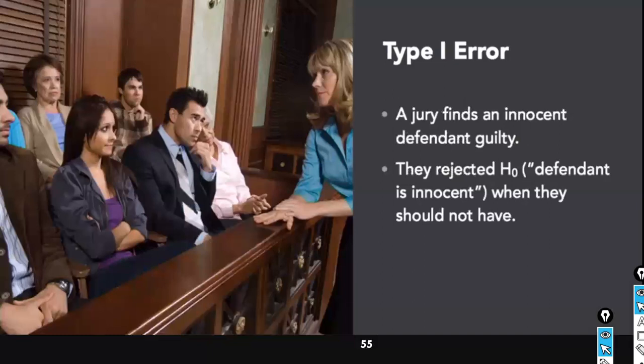And type 2 error: a jury finds an innocent defendant guilty. They rejected H0, the defendant is innocent, when they should not have. This is a type 2 error. And this is one of the examples for the type 2 error.